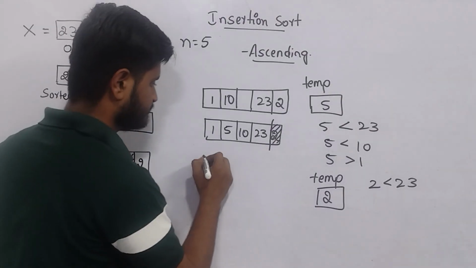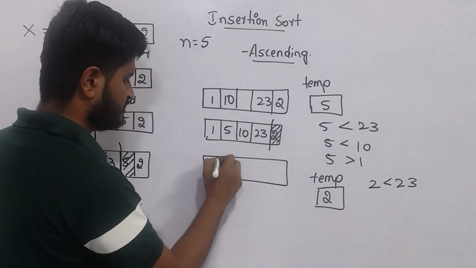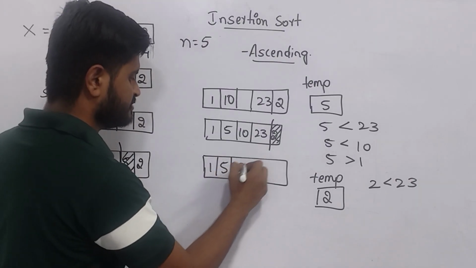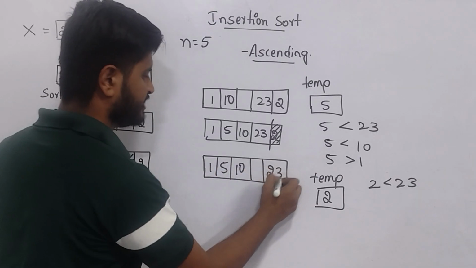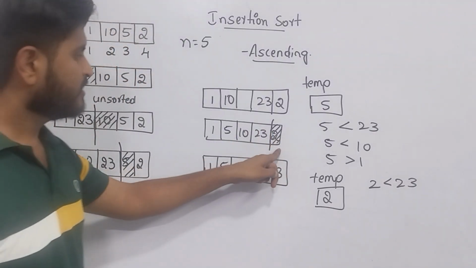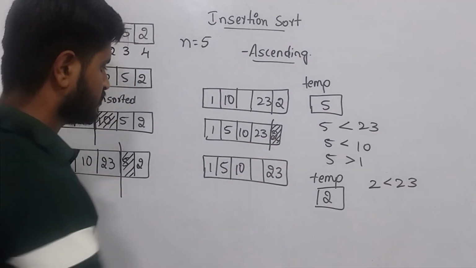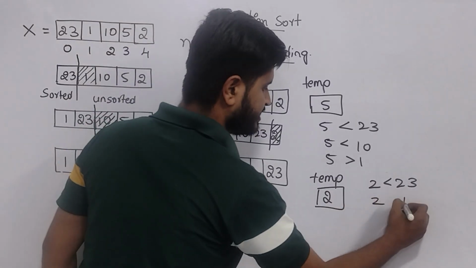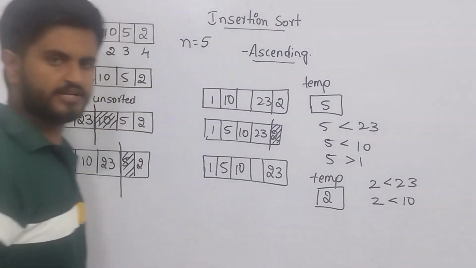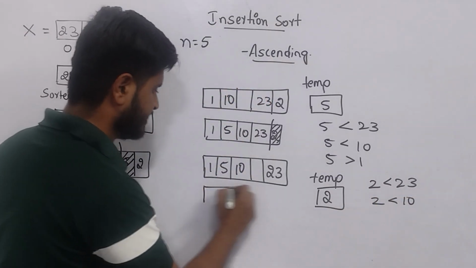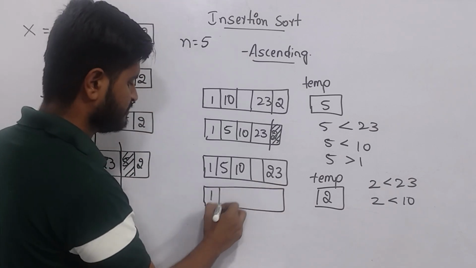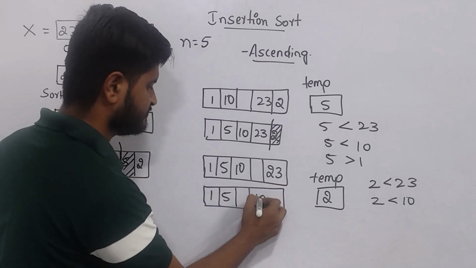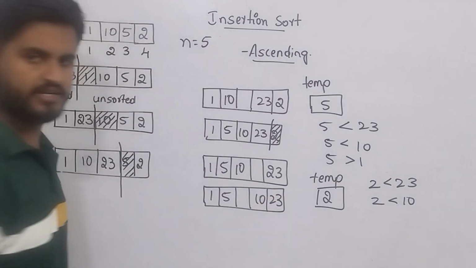So if you shift, 1 will be same, 5 will be same, 10 will be same, 23 will be shifted to the space which was there for 2. Now compare with 10. 2 and 10, if you compare, 2 is less than 10. Shift 10 towards the right side. So 1 will be same, 5 will be same, 10 will be shifted one space and 23.